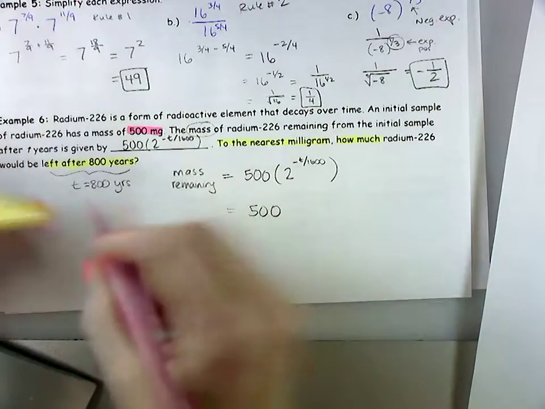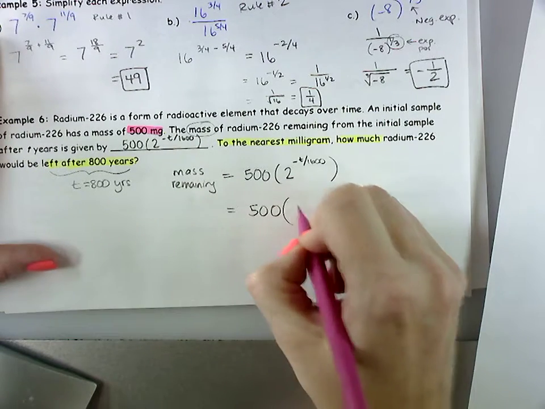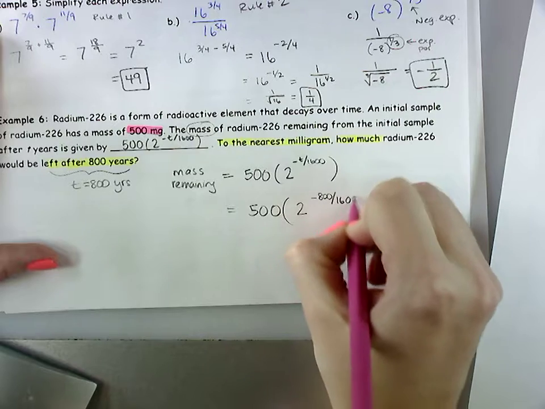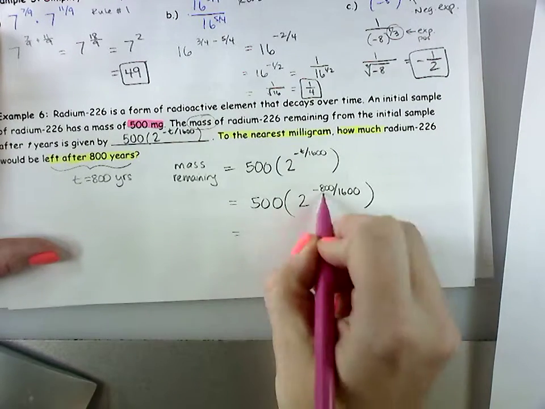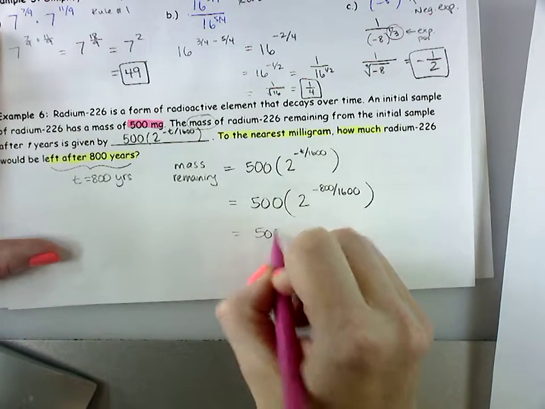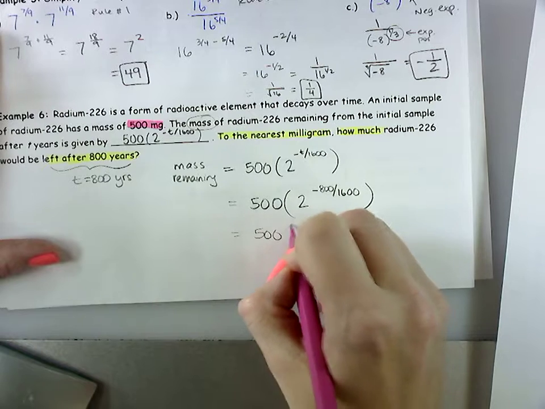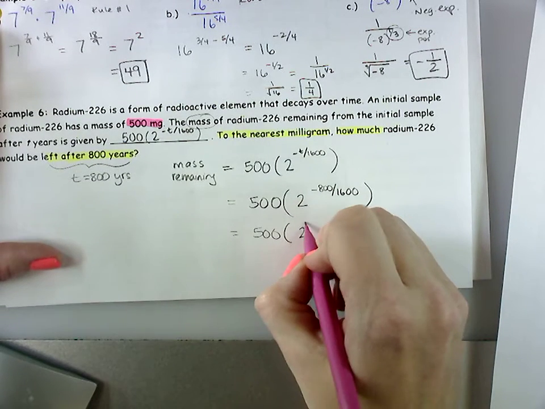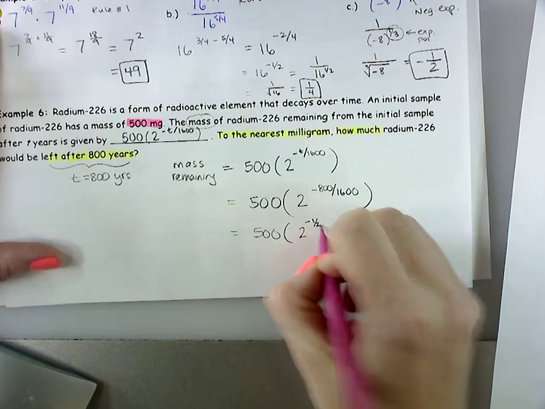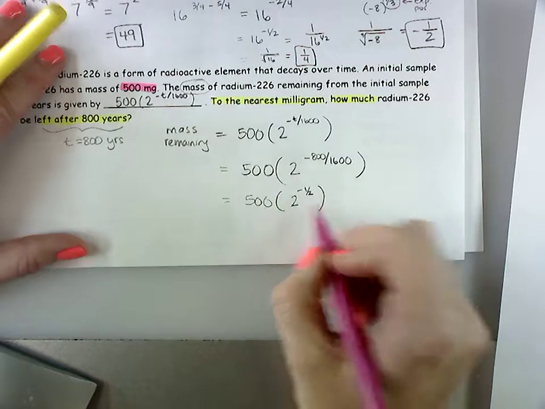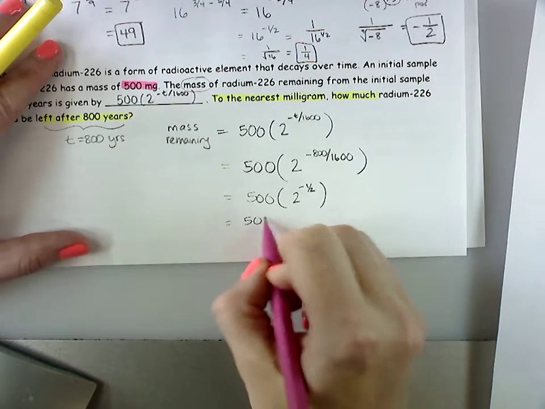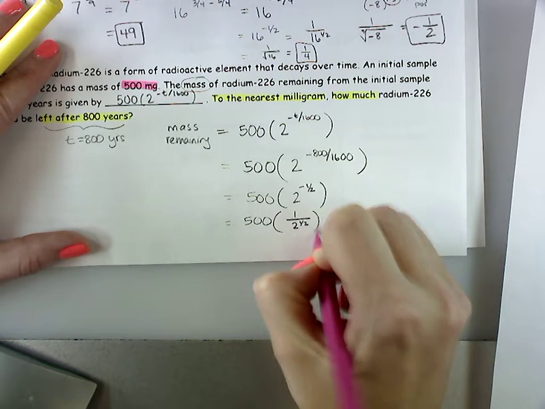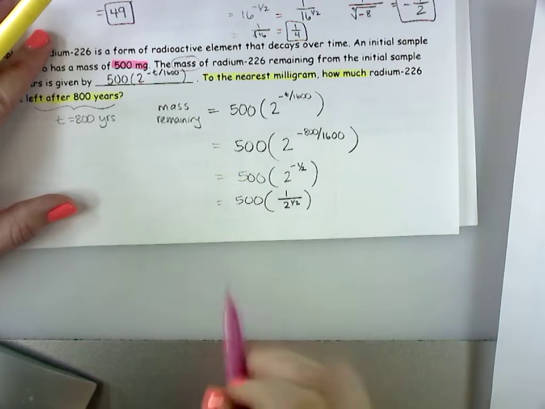So our t, we already said, is 800 years. So this will be 2 to the power of negative 800 over 1600, which, do you guys recognize what the relationship is there? 800 is half of 1600, so this is like negative 1 over 2, which we talked about today. If you have a negative exponent, to make it positive, you can just put it over 1, and then this would be 2 to the positive 1/2.